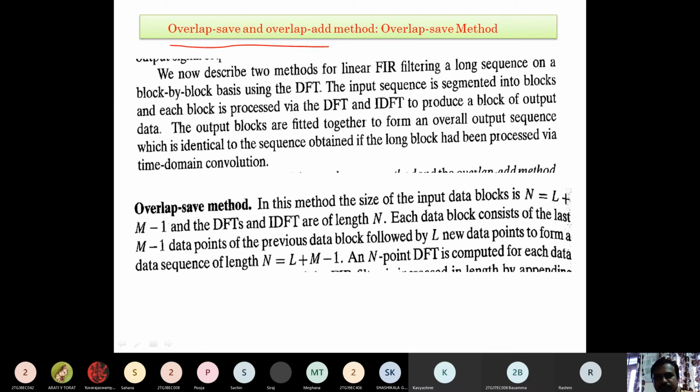So we now describe the two methods for linear FIR filtering a long sequence on a block by block basis using the DFT. The input sequence is segmented into blocks, and each block is processed via the DFT and IDFT to produce the block of output data. The output blocks are fitted together to form an overall output sequence which is identical to the sequence obtained if the long block had been processed via time domain convolution.